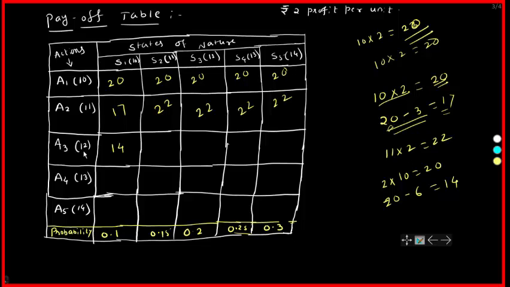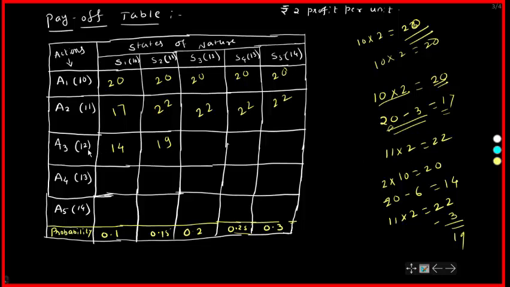Similarly, he purchased 12 newspapers and sold only 11. So 11 into 2 is 22, but one newspaper is left. For that newspaper, he has to bear rupees 3 cost. So 22 minus 3 is 19. So here 19.